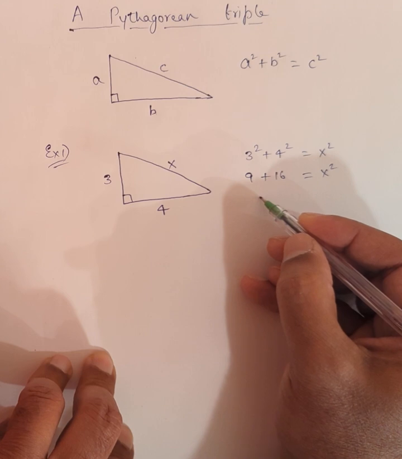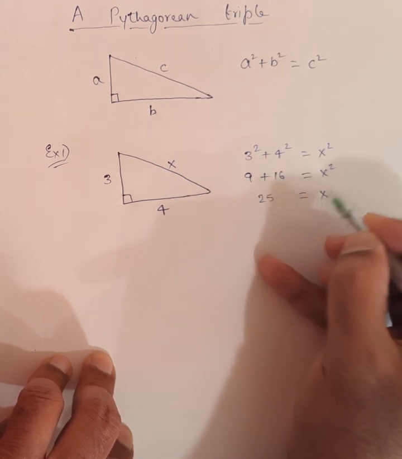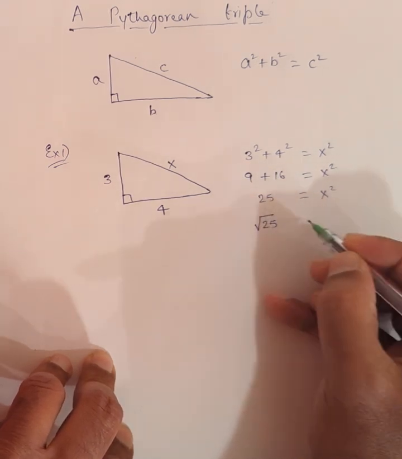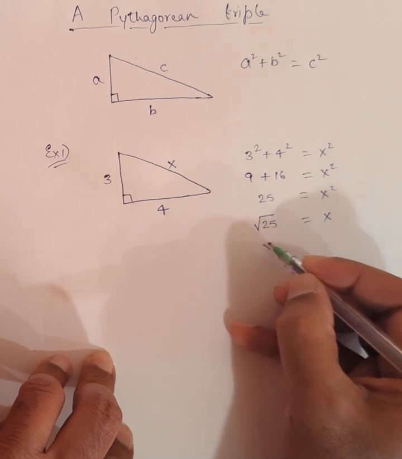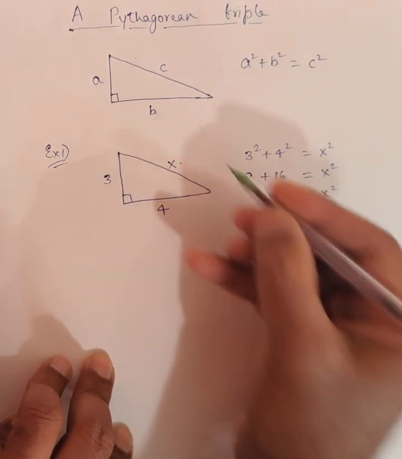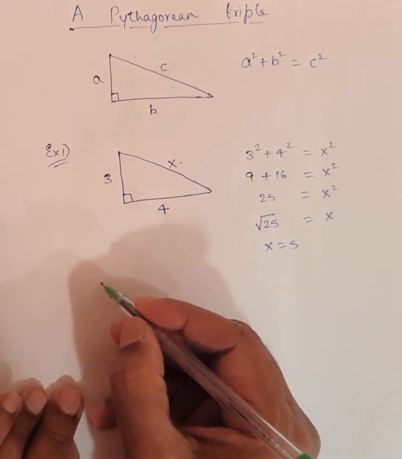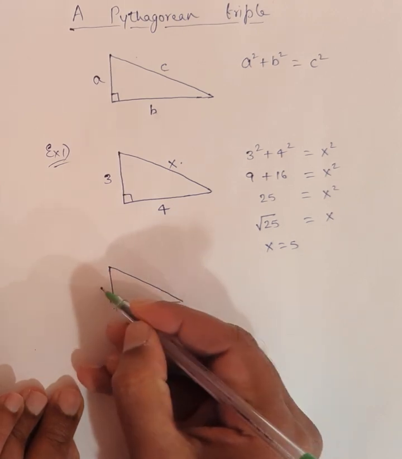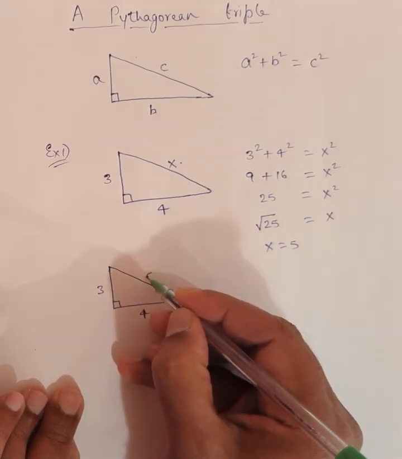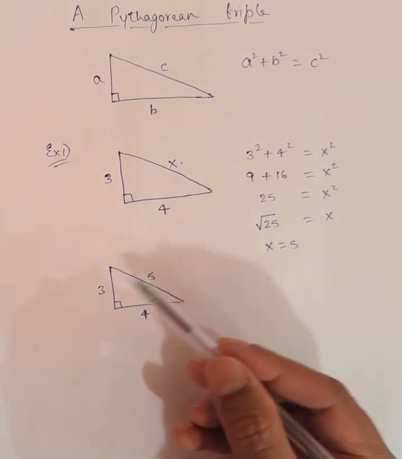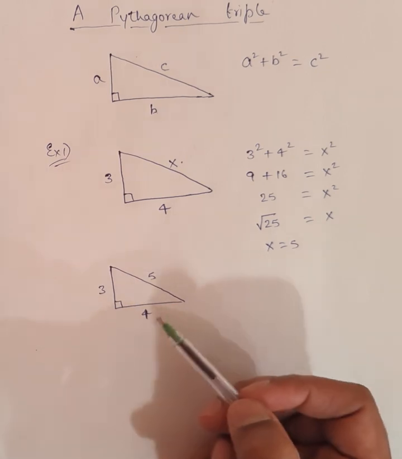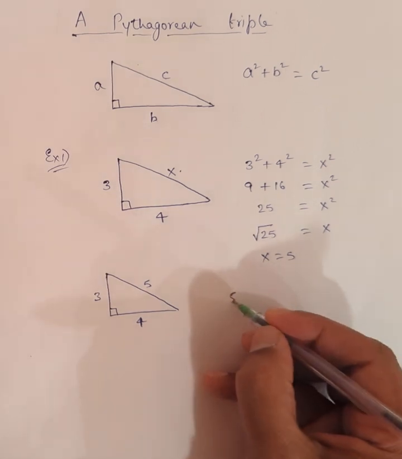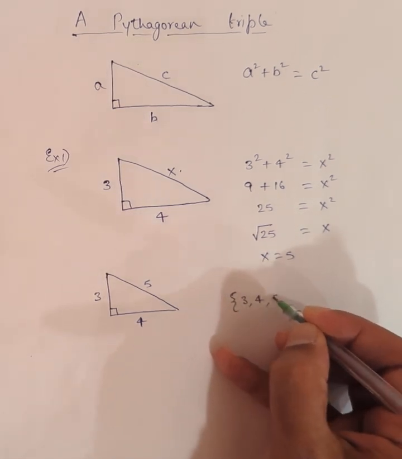And now you can perform the addition. 25 equals x square. And to get rid of the square, you take the square root on both sides. So x is the square root of 25, or x is equal to 5. Now I can write down my side lengths are 3, 4 and 5. Usually you don't get these nice integer numbers for the sides of a right triangle. But whenever you do, it's called a Pythagorean triple. So 3, 4, 5 is an example of a Pythagorean triple.